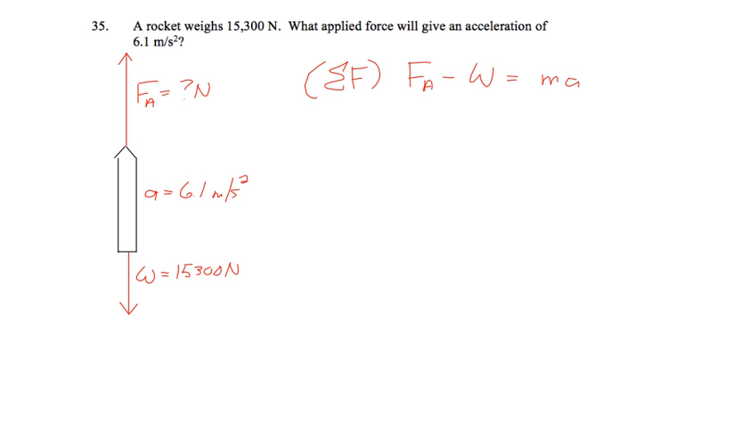Now, they didn't give me the mass, so somewhere here I should calculate the mass, because if I look at my equation here, I know that, and I know that. The only thing I don't know is the mass. So I'm going to solve that. The mass is going to be W divided by g. So that's going to be 15,300 newtons divided by 9.8 meters per second squared. And that's going to be 1,561.